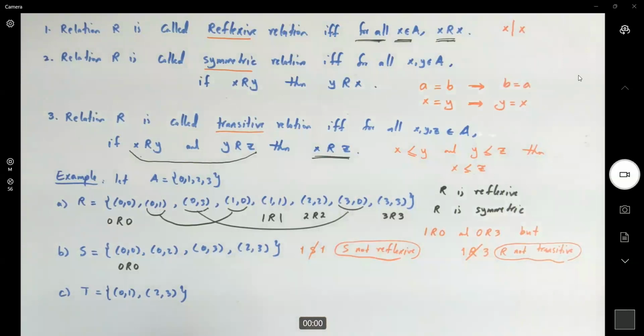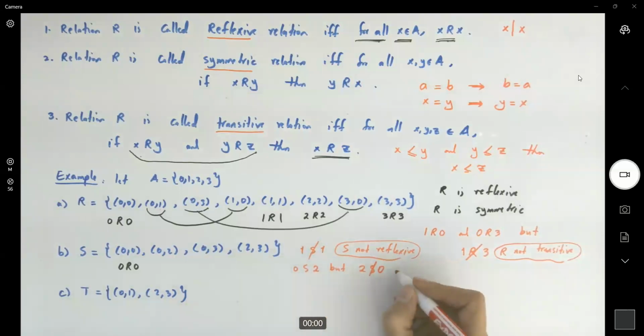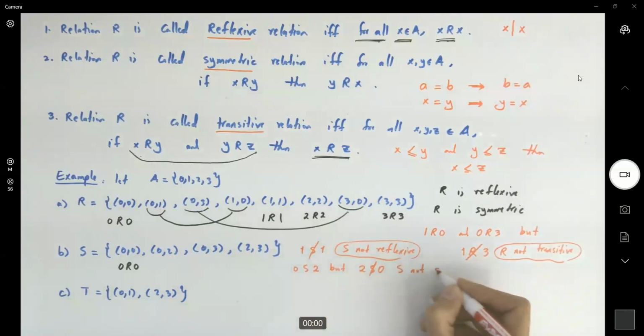What about being symmetric? Okay. For example, I have 0 related to 2, but 2 is not related to 0. 0 is related to 2, but 2 is not related to 0. So S is not symmetric.